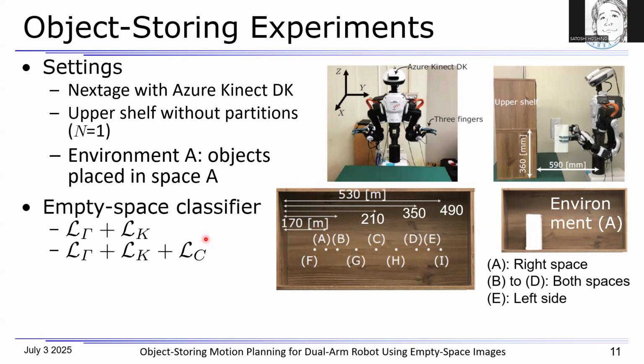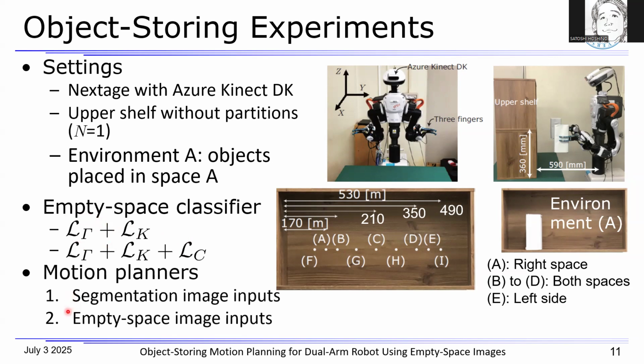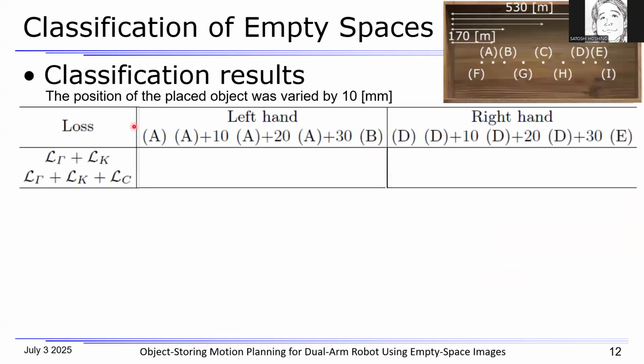In order to verify the effectiveness of using deep metric learning, we compare the classification performance using these two types of loss functions. Moreover, segmentation images and empty space images are used as the inputs to the respective motion planners. Here, this table shows the classification results when the position of the placed object was varied by 10 millimeters between environments A and B, and also between environments D and E.